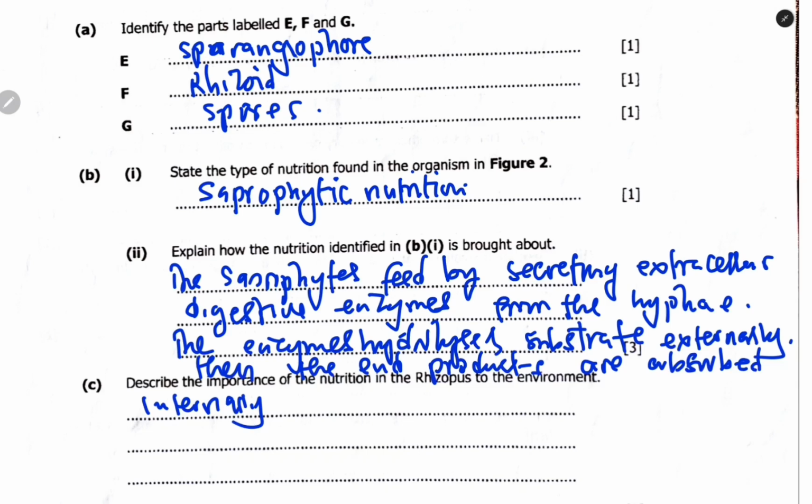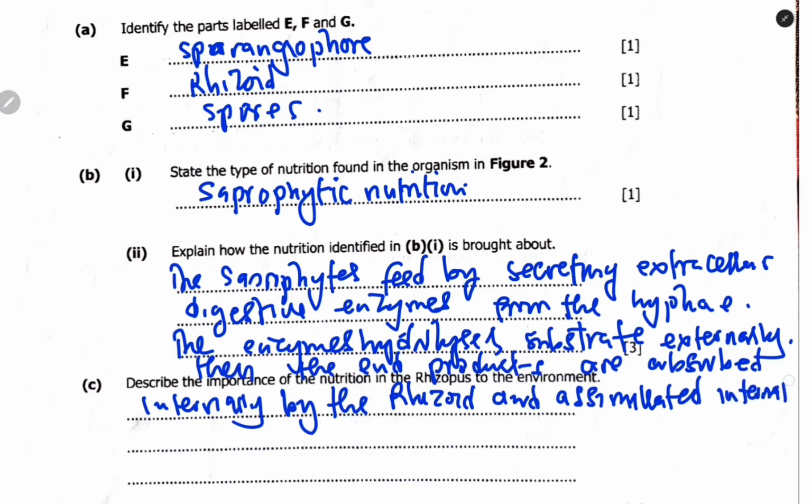Are absorbed internally by the rhizoid or the feeding hypha and assimilated internally. So the saprophyte feeds by secreting extracellular digestive enzymes from the hypha or rhizoid. The enzyme hydrolyzes the substrate externally, then the end products are absorbed internally by the rhizoid and assimilated internally.